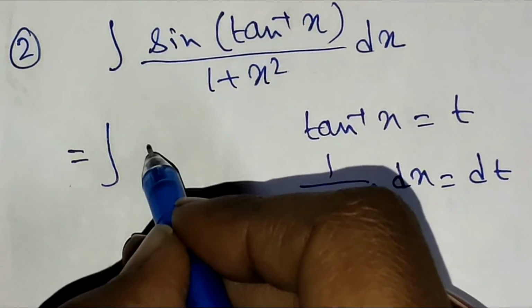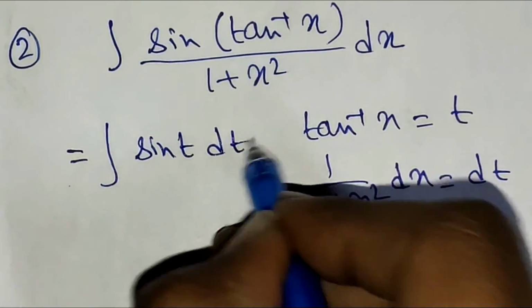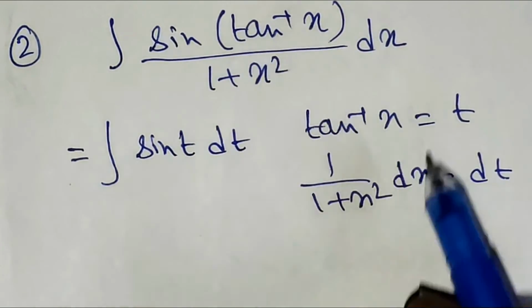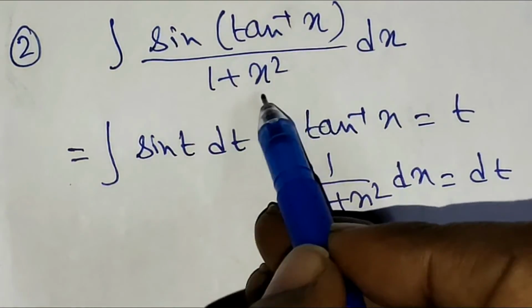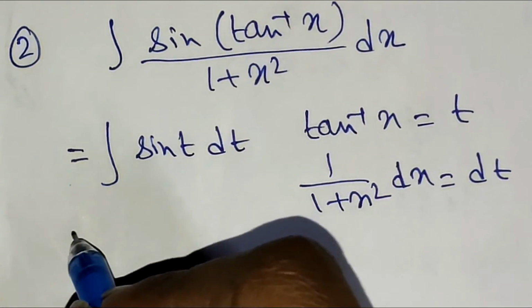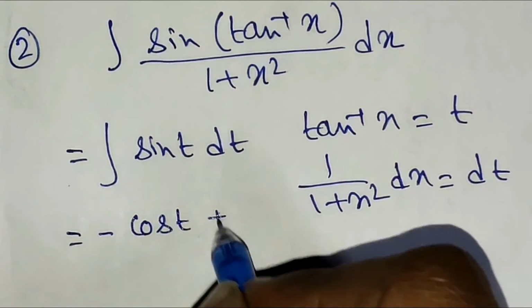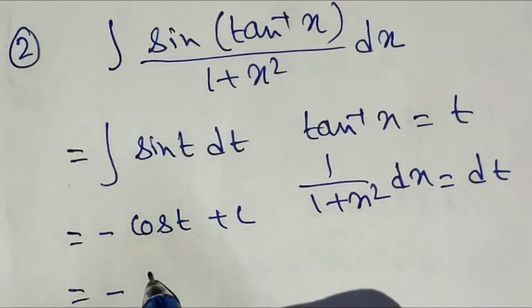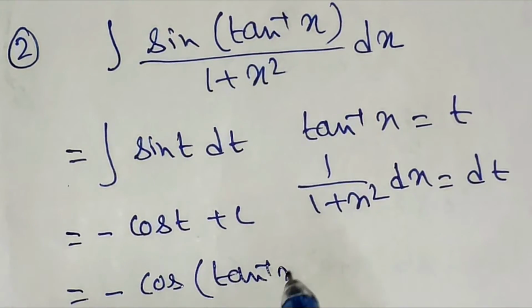So if we substitute this one, then we will get sin t dt, as sin tan inverse x is t, so sin t, and dx upon 1 plus x square gives us dt. So again this will be minus cos t plus c, which is equal to minus cos of tan inverse x plus c.